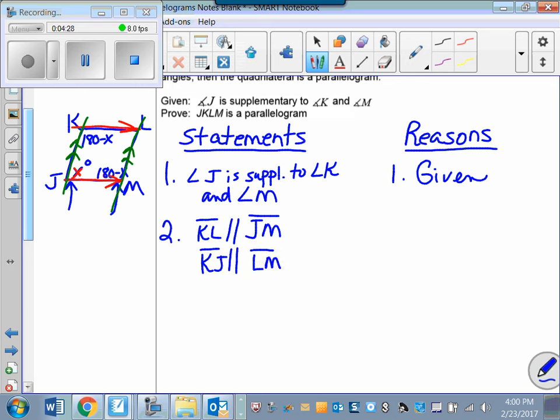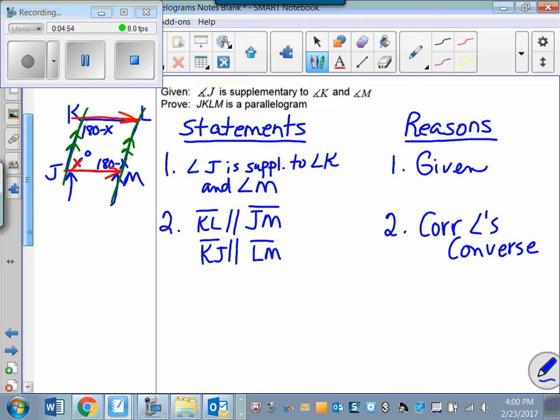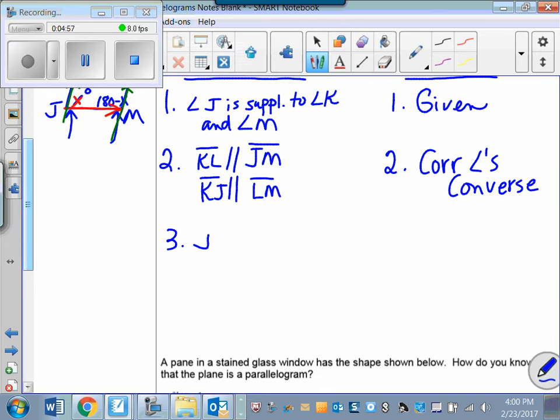And how is it I know that? It's something I learned a long time ago. I know what kind of angles are those? They're corresponding angles, right? And it's the corresponding angles converse that tells me that those lines are parallel. So the corresponding angles converse tells me that both of those sets of opposite sides are parallel. And since I know that the opposite sides are parallel, I know that JKLM is a parallelogram. That was an easy proof. And how do I know that? Because that's the definition of a parallelogram.